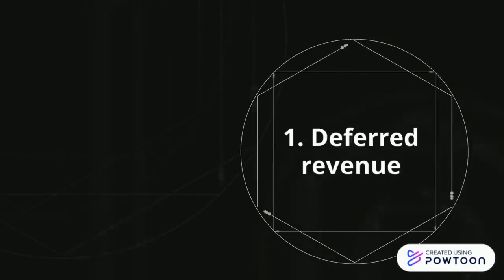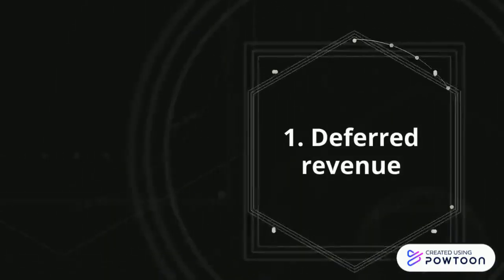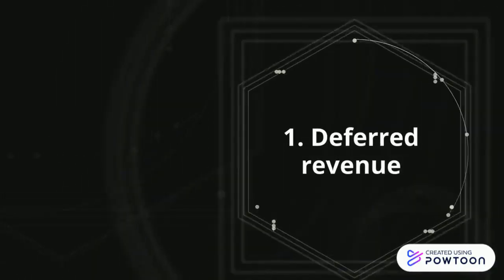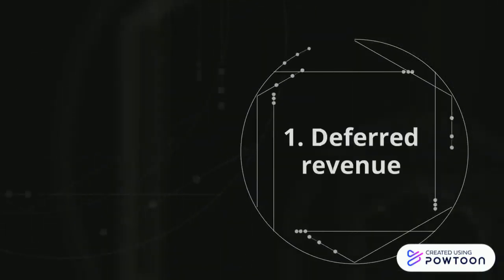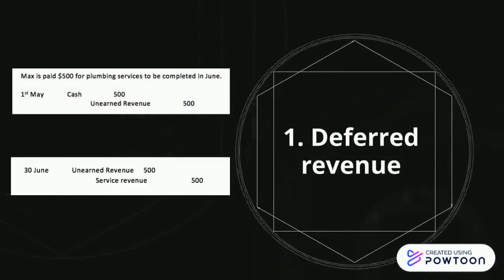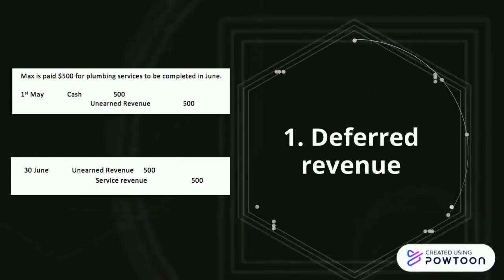Number 1 is deferred revenue. Cash is received before the revenue is earned. Therefore, the cash is recorded as a liability as it has not yet been earned. For example, Max is paid $500 for plumbing services to be completed in June. On the 1st of May, cash is debited $500 and unearned revenue is credited $500. The adjusting entry would then be posted at the end of June as debit unearned revenue and credit service revenue.